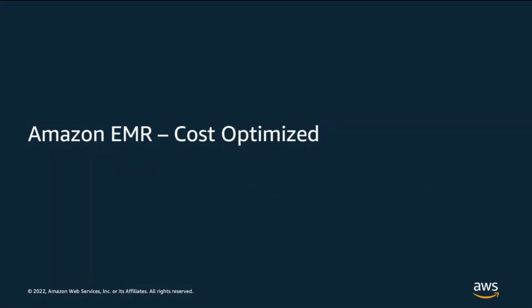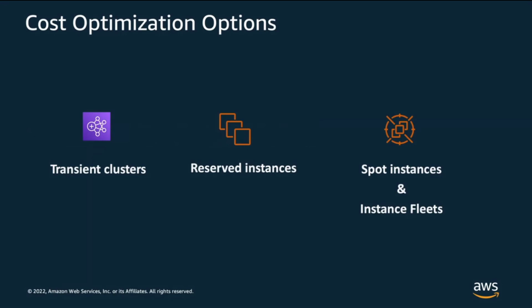Now let's go through the key options we have for cost optimization. Cost optimization is really important nowadays because we don't want to spend a lot of money on running the EMR cluster. So what are the main options you have for cost optimization? Number one is transient clusters. Number two is reserved instances, and number three is spot instances and instance fleets. Let's go one by one.